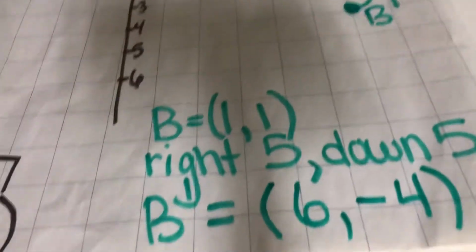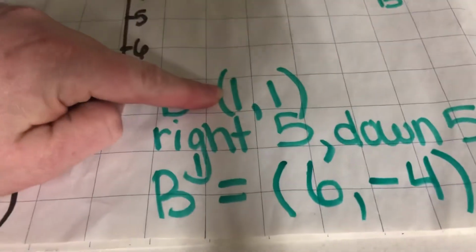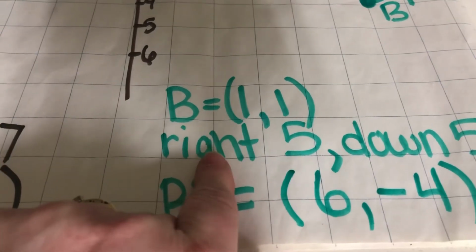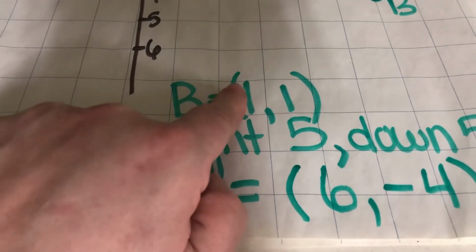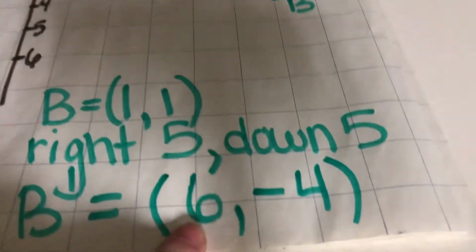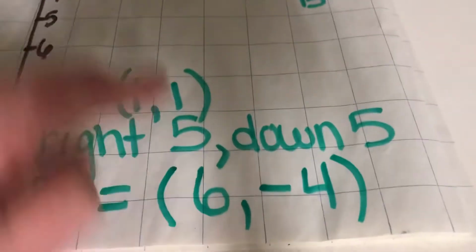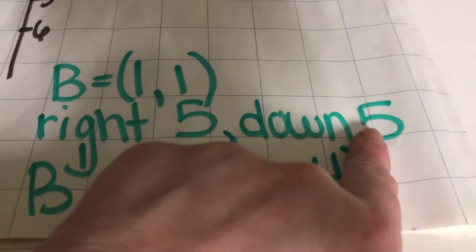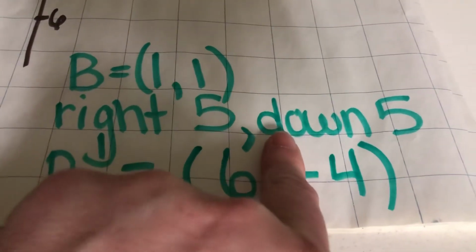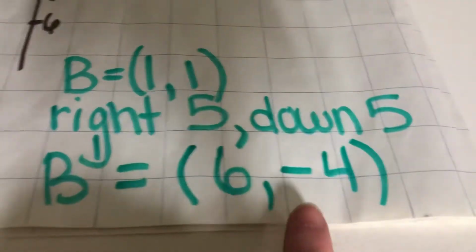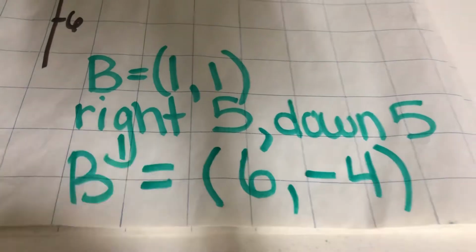And that sort of makes sense if we think about our algebra that we did earlier. If we started at 1 and are being asked to go right 5, right is a positive movement. So 1 plus 5 is 6. If I look at my next number on the y coordinates, we started at 1 and I went down 5. Down is a negative movement. So 1 minus 5 gets me to -4. So I know I've done a good job there.